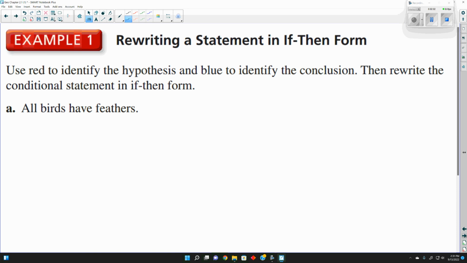So let's look at our first one here. Use red and blue to identify the hypothesis and then conclusion, then rewrite the conditional statement in if-then form. So we can underline the hypothesis. So looking at this here, all birds have feathers. So our hypothesis is, well, kind of all birds. Our birds are our hypothesis. Yes. And the conclusion is have feathers.